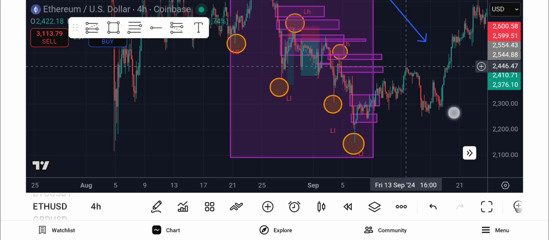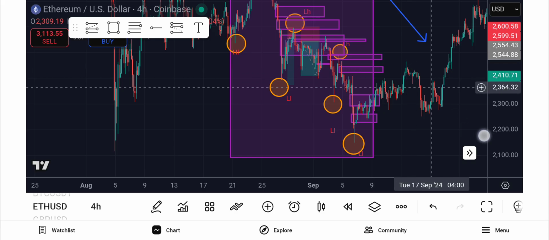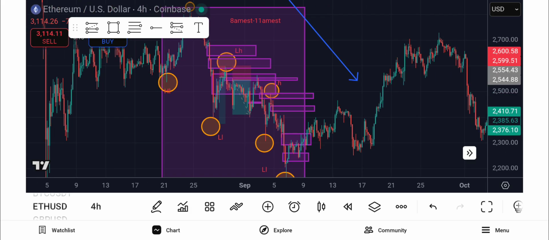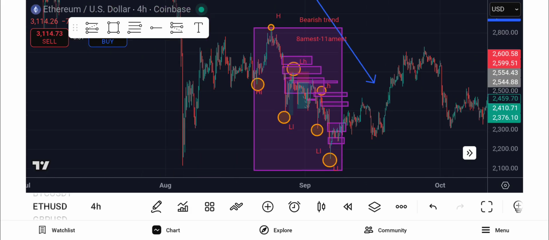Why? 1600 is not 8 a.m. Eastern or 11 a.m. Eastern. It's not 8 a.m., 9, 10, 11, none of that. So you wouldn't enter it. You would just ignore it. And look, price went all the way up, so it's a good thing you didn't take that trade.